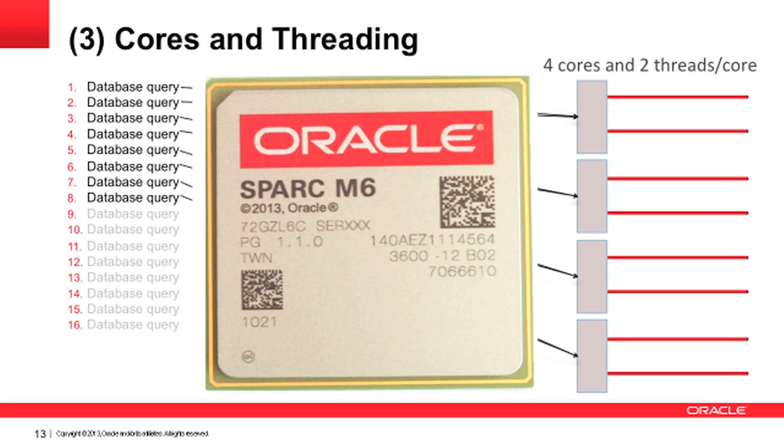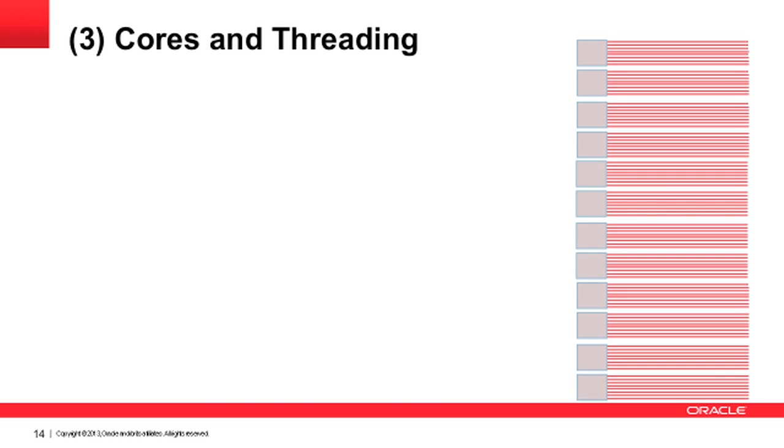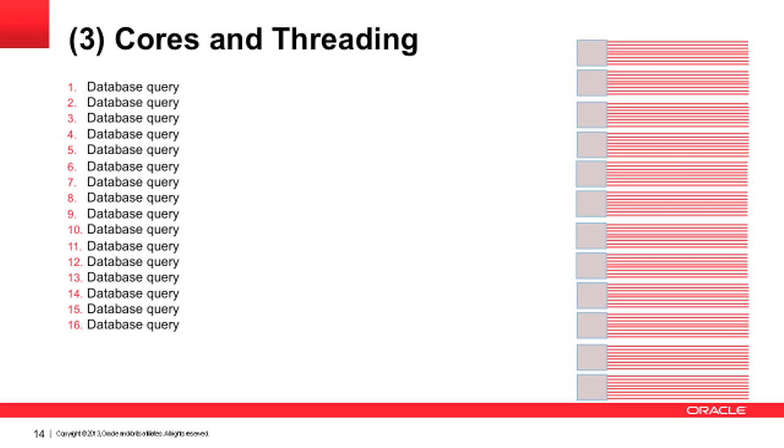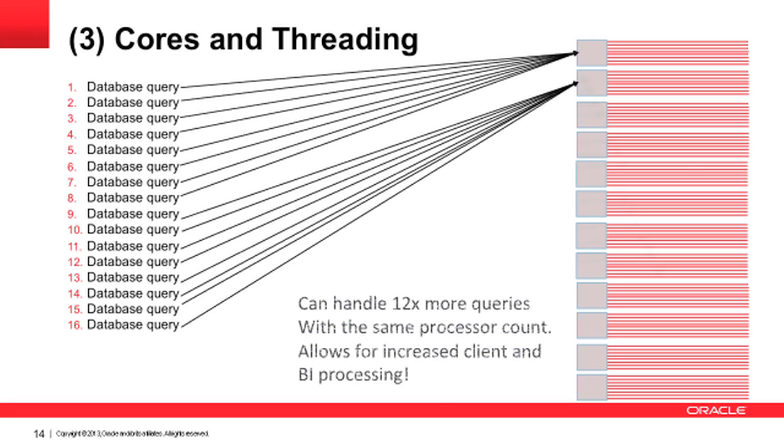So how do we solve that? In comes the SPARC M6 processor. With this processor, we will start with 12 cores and 8 threads per core. Remember those 16 database queries? Well, now we can address every single one of those. Now, though, I only need 2 cores to address those 16 queries. This means the SPARC M6 processor can handle 12 times the number of queries than the previous SPARC64 VII Plus did, with the same processor count. This will allow you to increase the number of clients or business intelligence processing you need on the system.